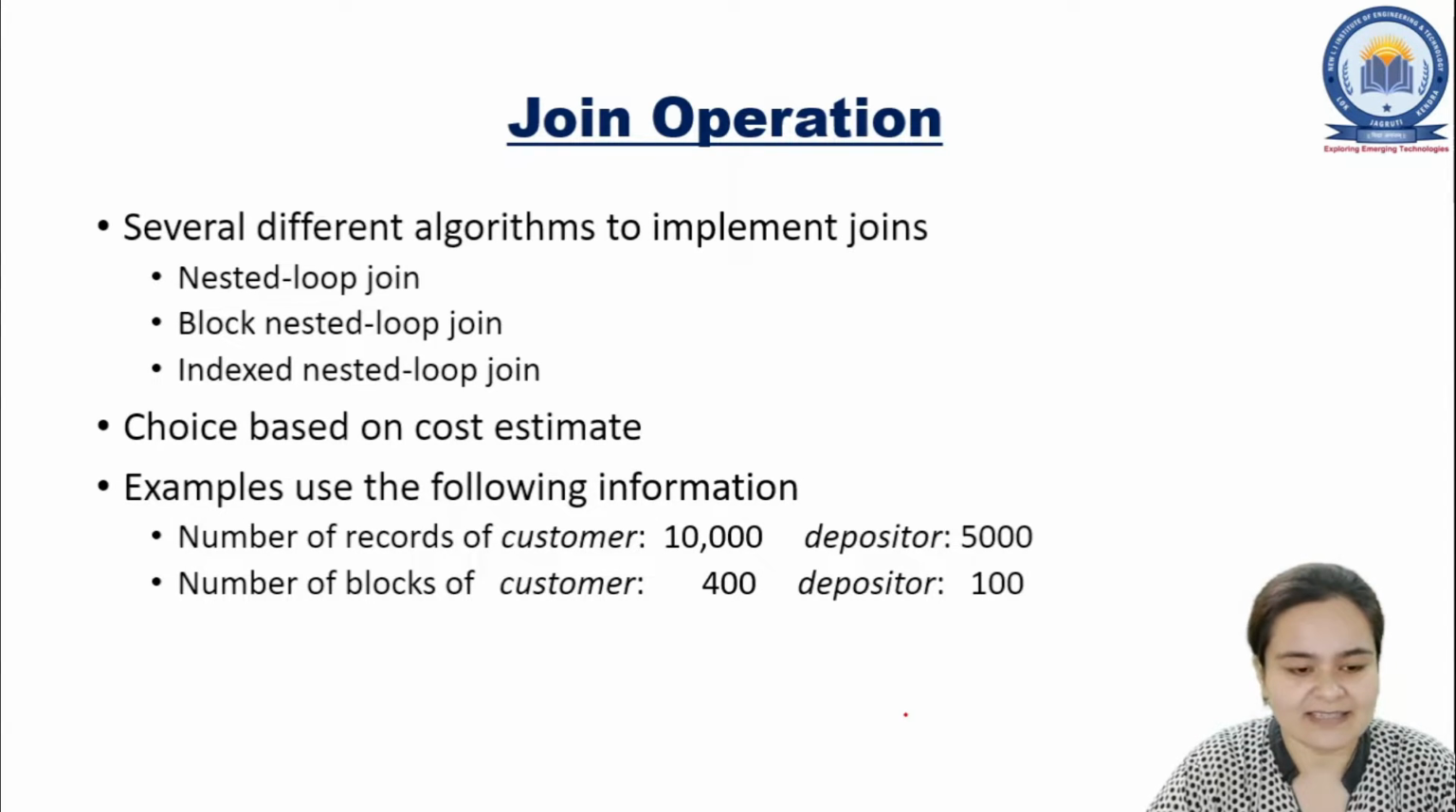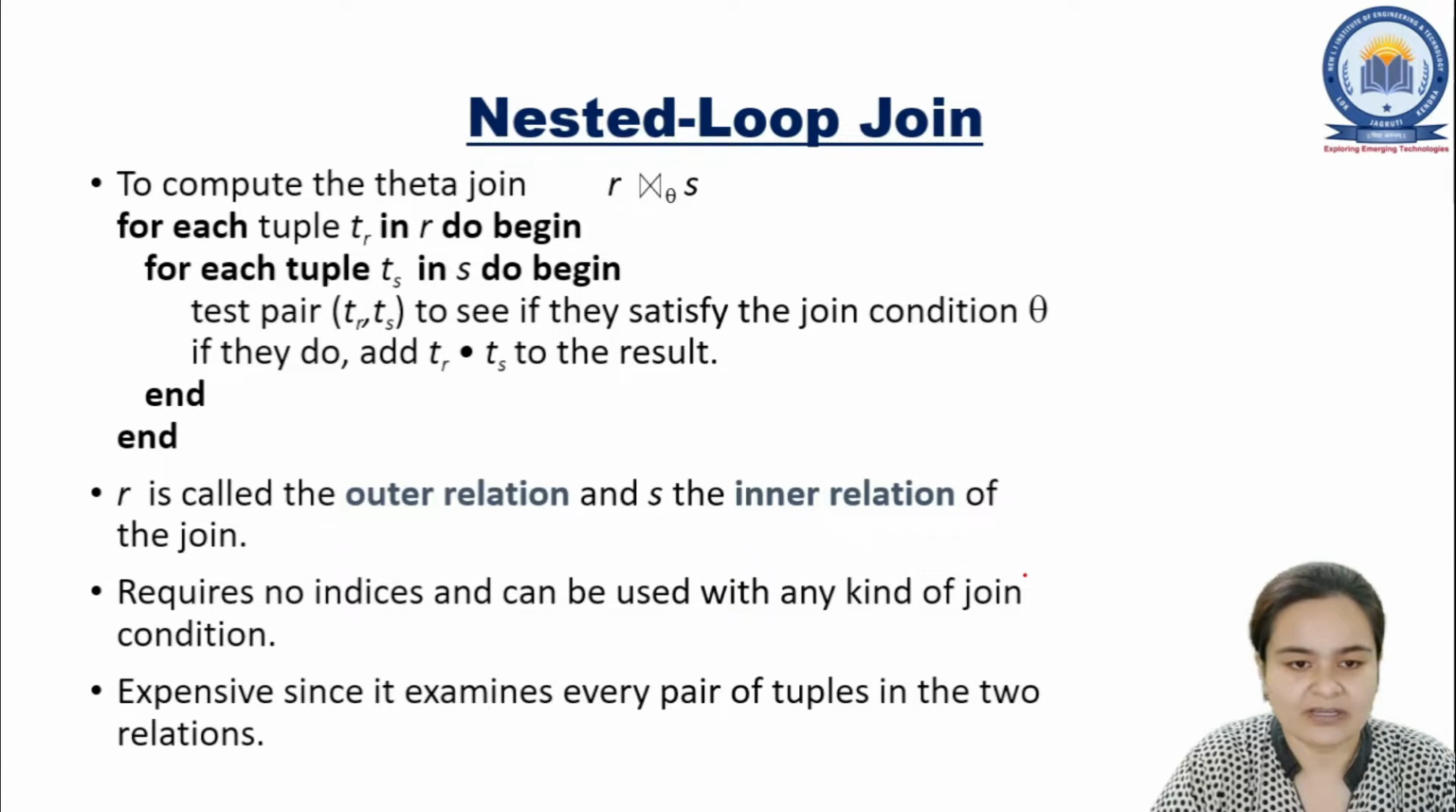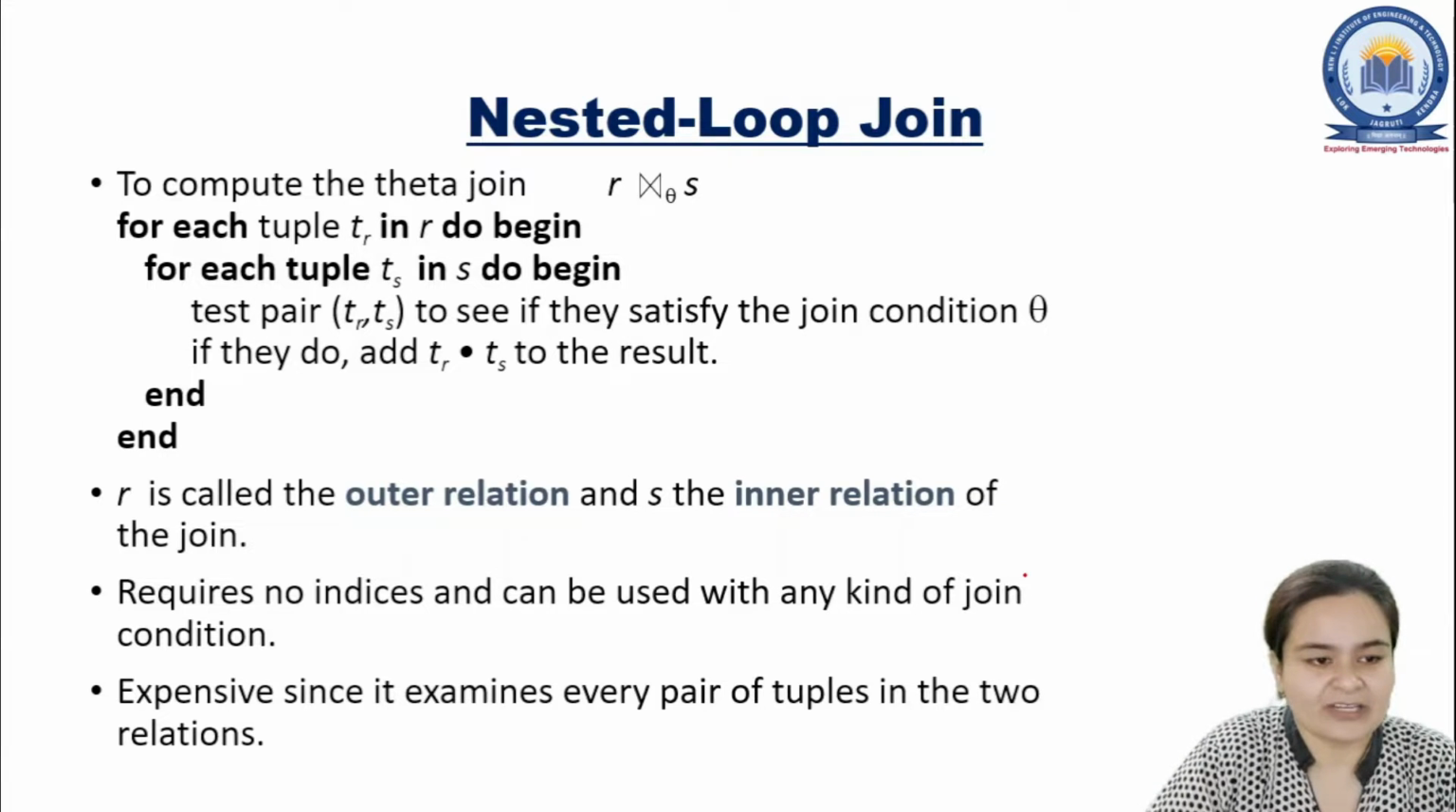So let's take an example. Suppose we have a number of records for a customer as 10,000, and for depositor 5,000. The number of blocks for the customer is 400 and for the depositor is 100. So we have to perform nested loop join in order to compute the theta join.